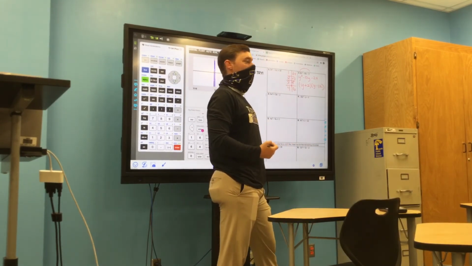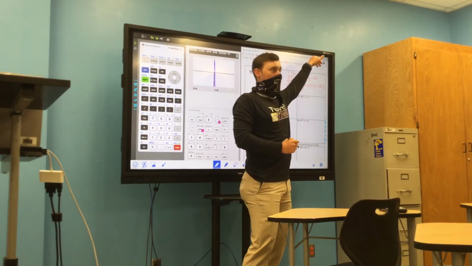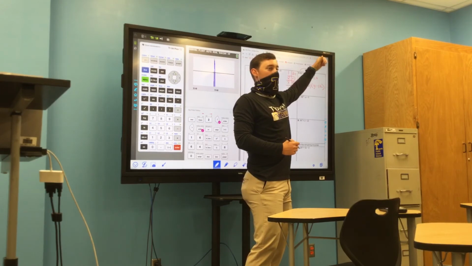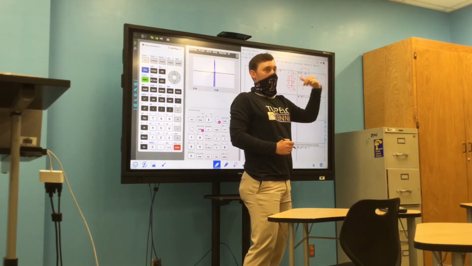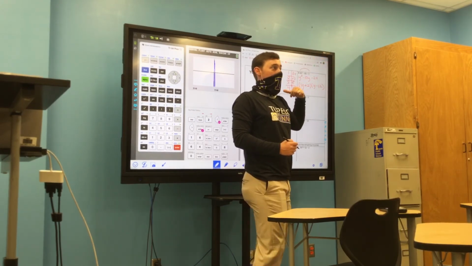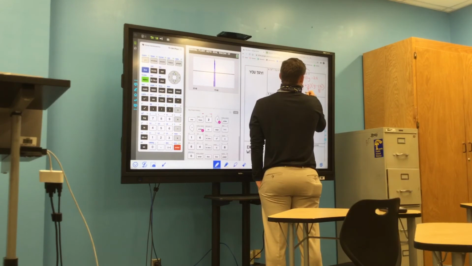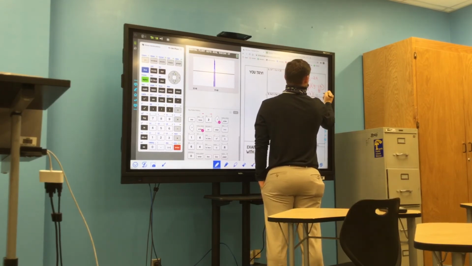But what did I do from the front? I multiplied. So how do I keep it even? I now have to divide. So I'm going to have to divide by that 8. So this is simplified, right? This becomes y plus 1/4. This becomes y minus 3/2.